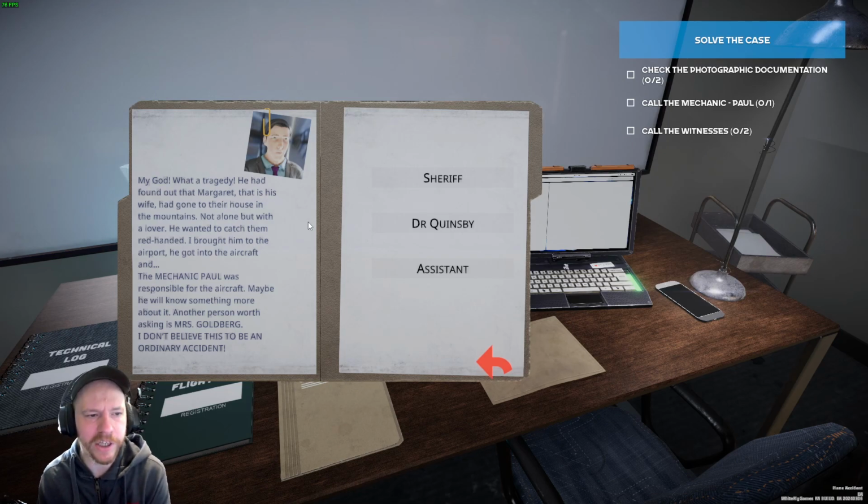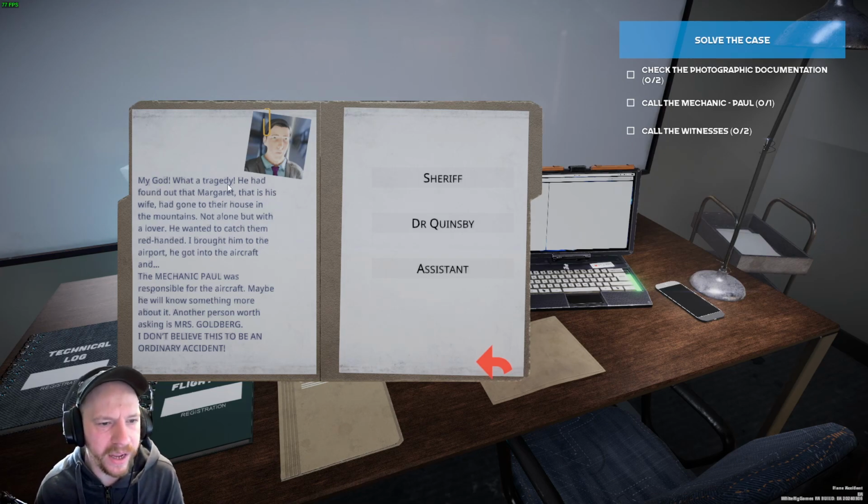My God, what a tragedy. He had found out that Margaret, that is his wife, had gone to their house in the mountains, not alone, but with a lover. He wanted to catch them red-handed. I brought him to the airport. He got in the aircraft, and the mechanic Paul was responsible for the aircraft. Maybe he will know something more about it.